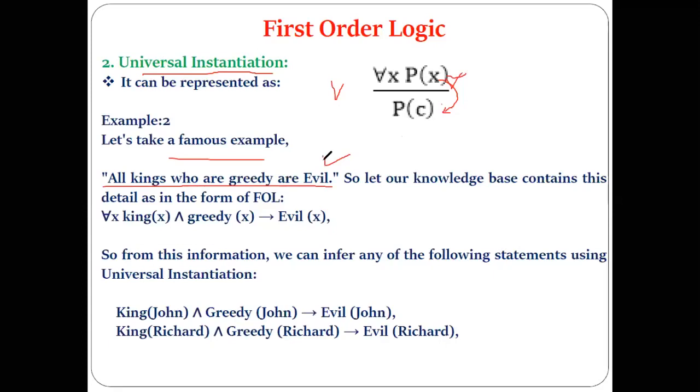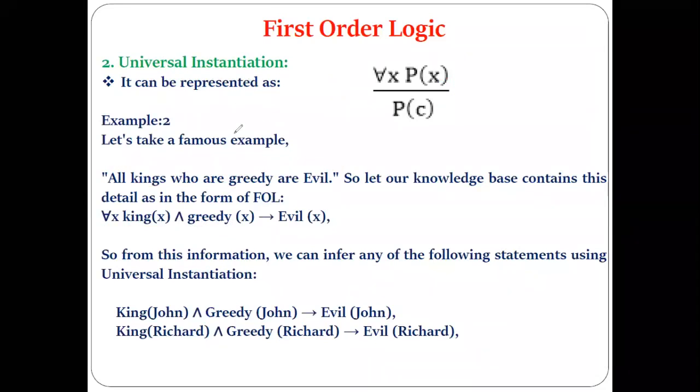Now, what will be the FOL for this sentence? First order logic for this sentence will be? First, we have to start with what? All. For all, I have written the all X. The universal quantifier we have to utilize. All kings, that's why King(X). Kings who are greedy, that's why I have written here Greedy(X). All kings who are greedy are evil. Means it is simply related to the universal instantiation or universal elimination.